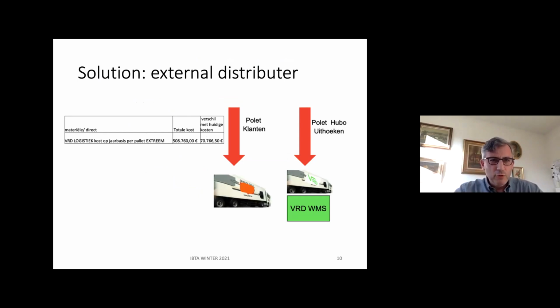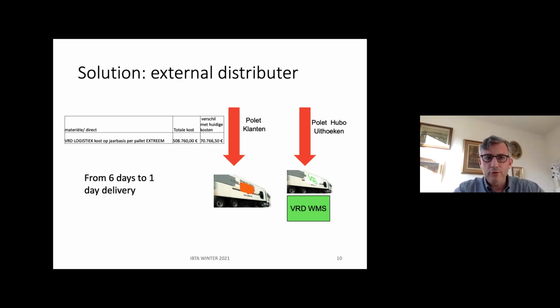But if you do it yourself, you may have 3 trailers. You don't have the money to do the whole of Belgium at the same time. So an external distributor would have an advantage on that. So I calculated it's only 70,000 euros that they would have in a maximum spend more on a year. So they decided immediately to do that.